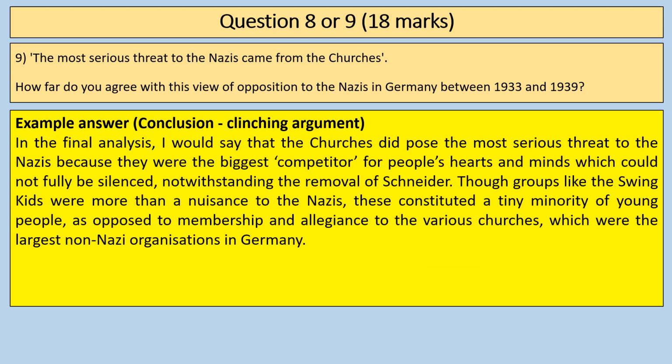Okay, and here's your final analysis. In final analysis, I would say the churches did pose the most serious threat to the Nazis because they were the biggest competitor for people's hearts and minds, which could not be fully silenced, notwithstanding the removal of Schneider. Though groups like the Swing Kids were more than a nuisance to the Nazis, these constituted a tiny minority of young people as opposed to the membership and allegiance to various churches, which were the largest non-Nazi organisations in Germany.